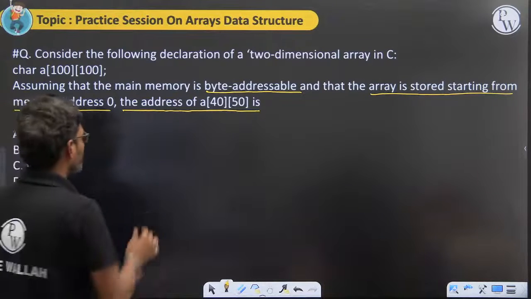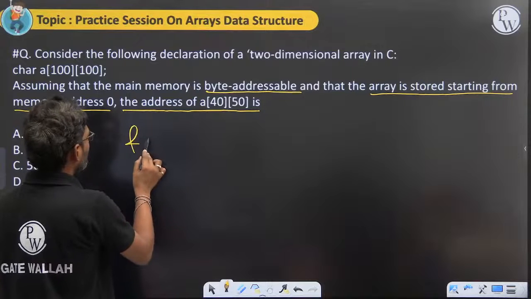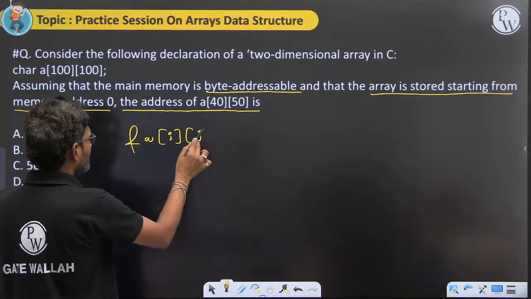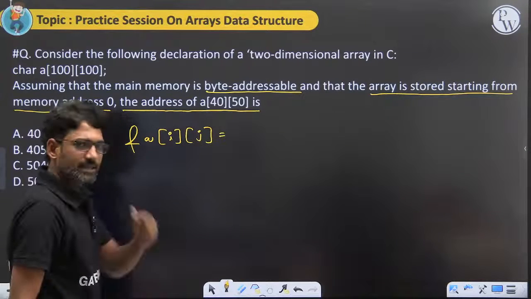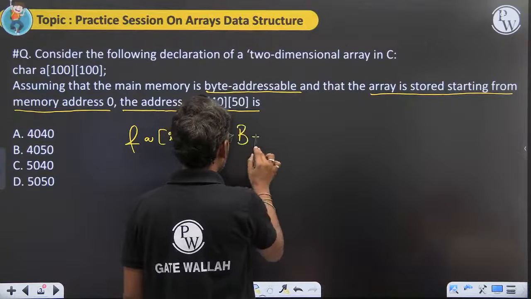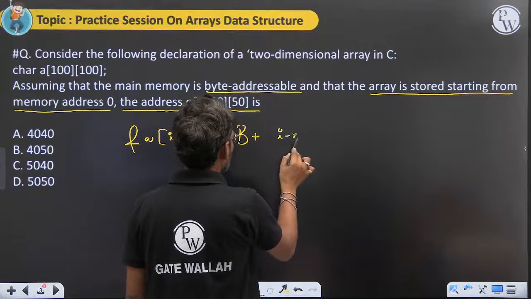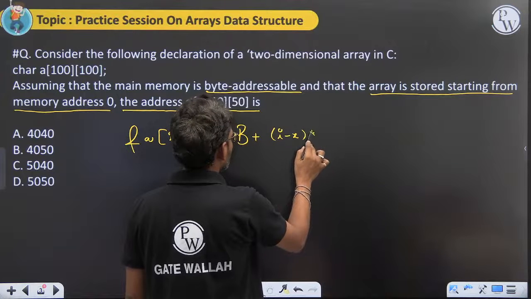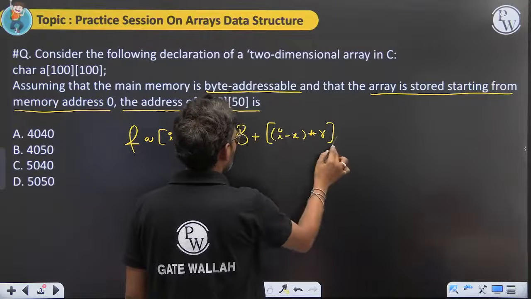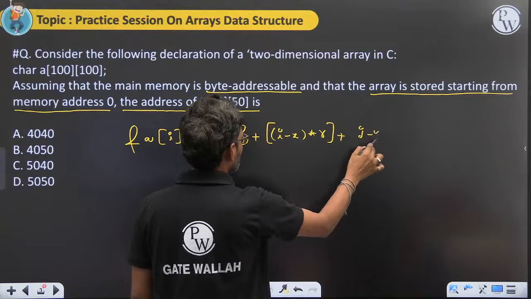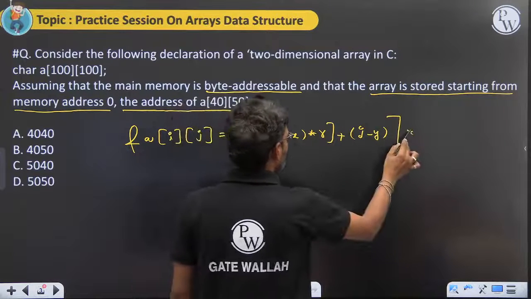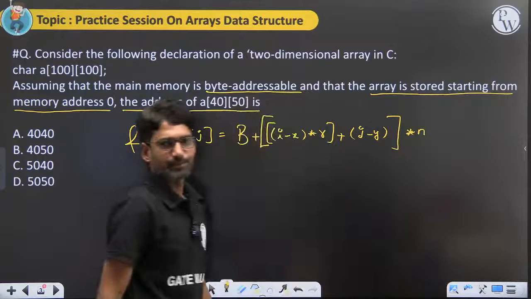We know the address of array of I, j in the row major order, while indexing starts from 0, is, if we need to take, I minus x into number of rows plus j minus y, whole multiplied by size of one element, right?